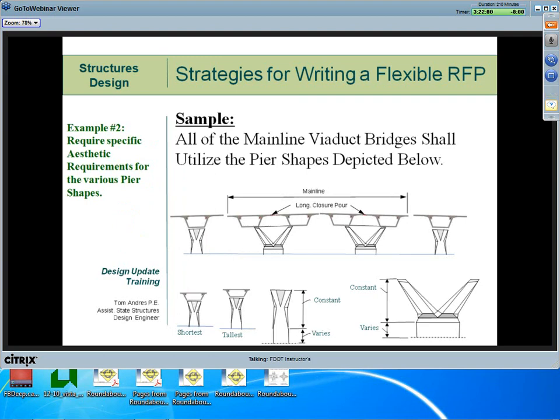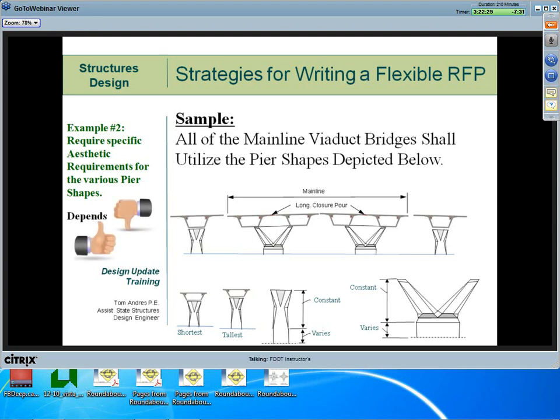Example number 2. Require specific aesthetic requirements for the various pier shapes. Based on input from project stakeholders, specific aesthetic requirements were agreed to. In this case, the RFP refers to this attachment showing these sketches as requirements. Any thoughts on this one? Thumbs up or thumbs down? Well, it turns out it depends.